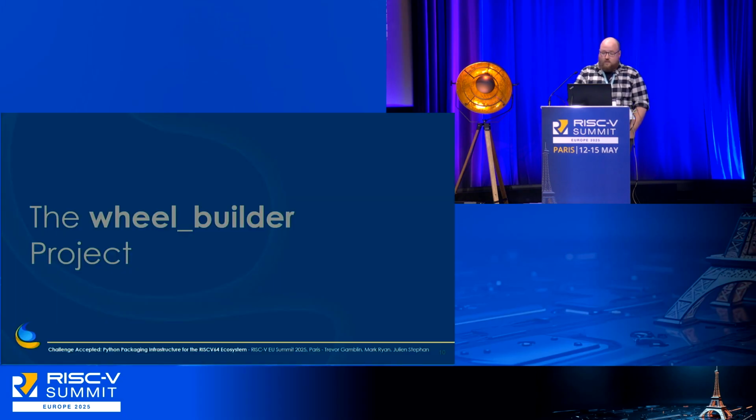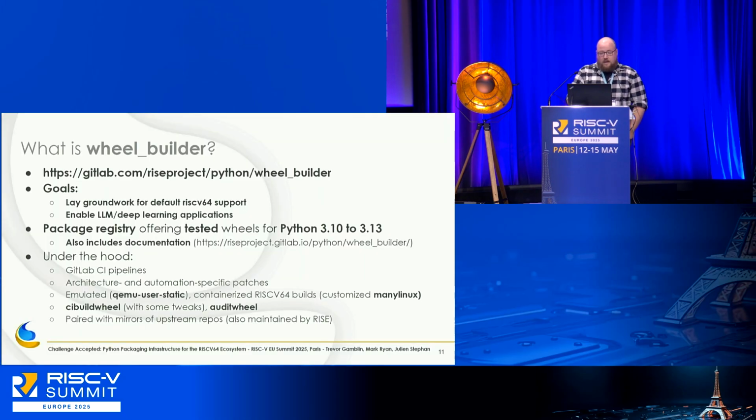The answer is the Wheel Builder project. Wheel Builder is a repository hosted on the RISE project's GitLab with two main goals. The first one is to lay the groundwork for default RISC-V64 support in Python. And the second is to enable AI and deep learning applications. From the user perspective, it's a package registry offering tested wheels for Pythons 3.10 through 3.13 right now.